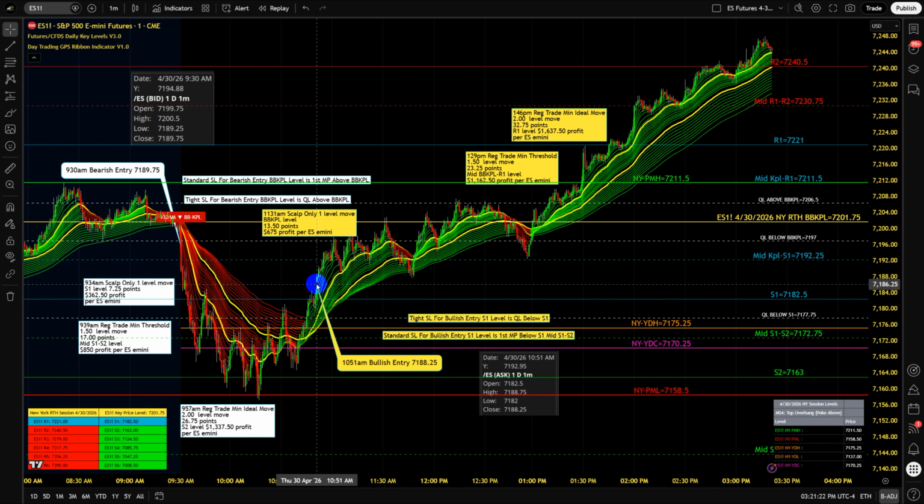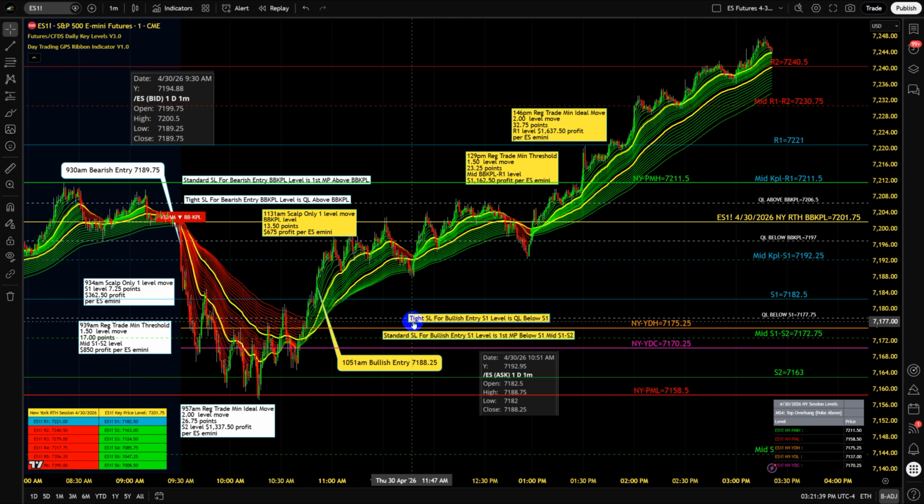10:51 a.m., we have the ribbon all green. It's pulling away. The top part is pulling away from the base, so we're getting an ideal confirmation from the ribbon, along with the close above the S1.